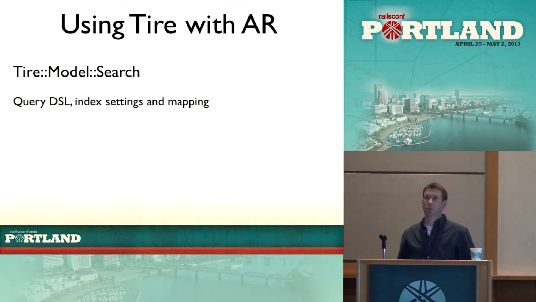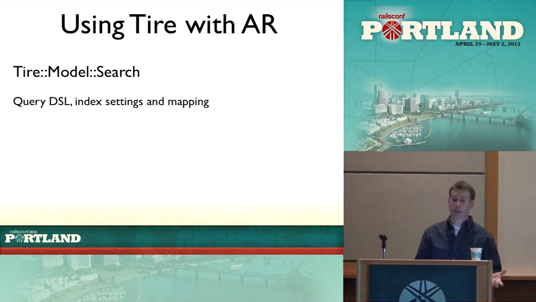So let's talk about the modules that you just included. The first one is Tire::Model::Search, and this basically exposes the query DSL that Tire uses for interacting with Elasticsearch. It also allows you to specify your index settings, so you can define how many shards and how many replicas there are. It also defines the mapping, so you can define the data types within the index and some additional settings. We'll talk about mappings in more detail here.